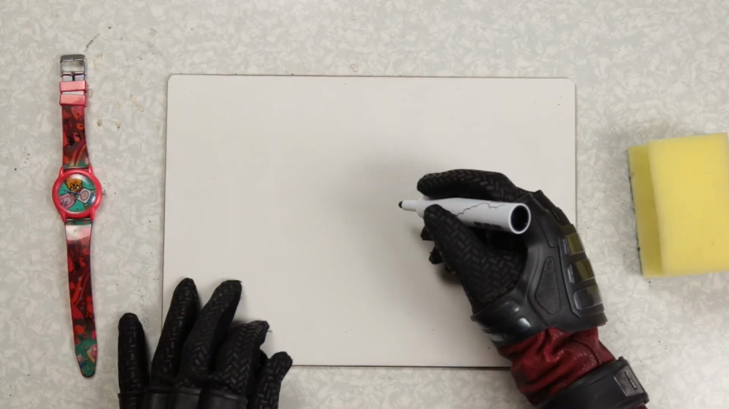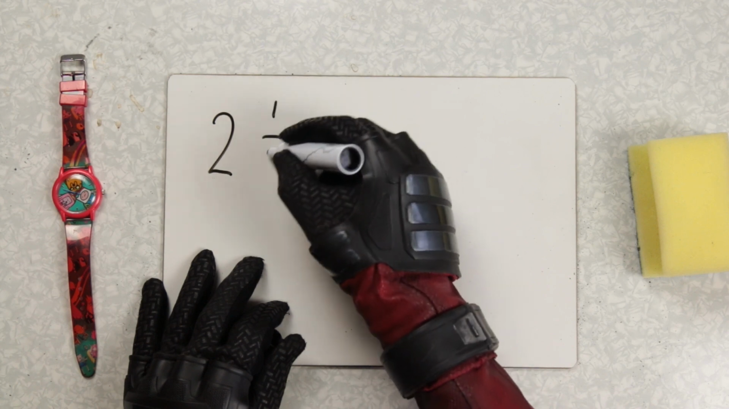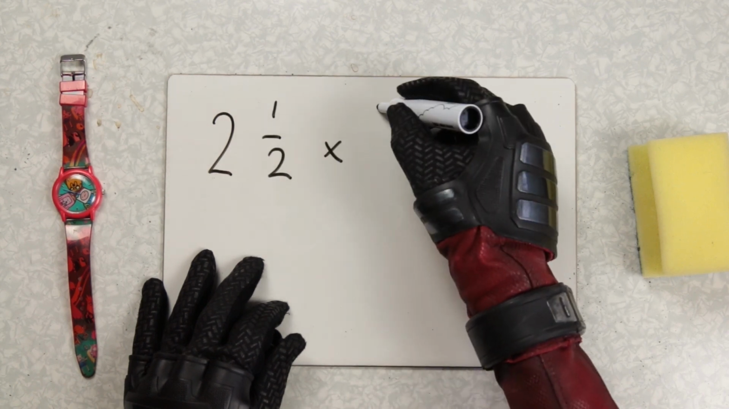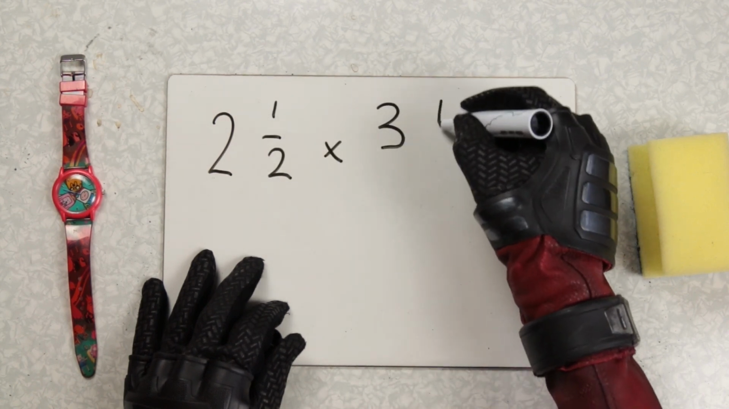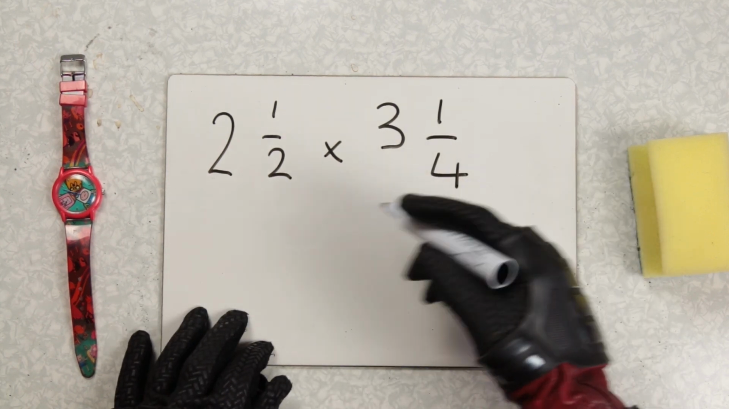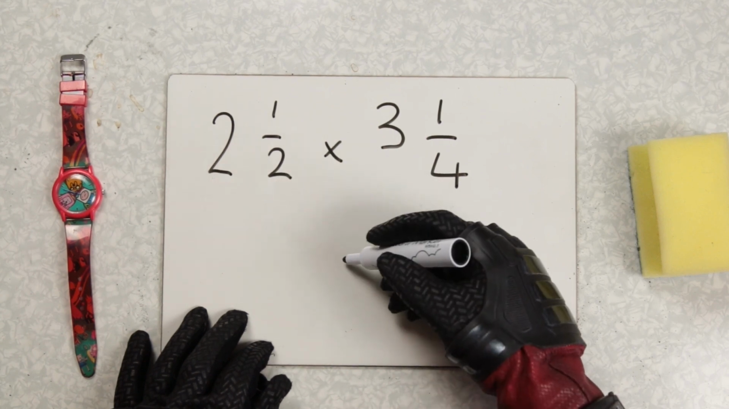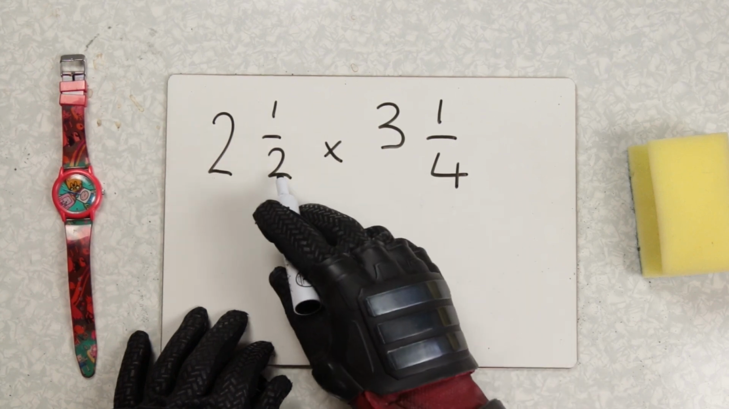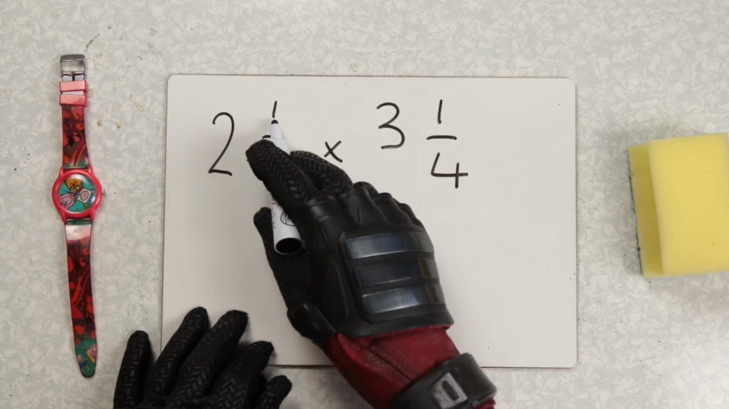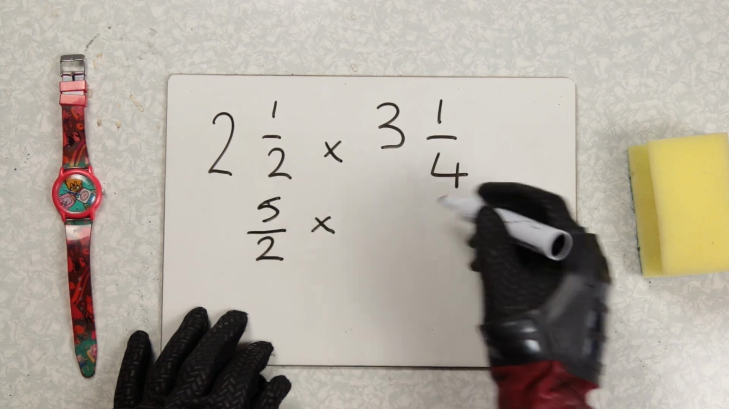Okay, so multiplying mixed fractions is a little bit tricky. So let's pick, say, 2 1/2 multiplied by 3 1/4. Okay? To do this, what we have to do first is convert these into improper fractions. You remember how to do that. So here we go. 2 times 2 is 4. Add the 1 is 5. So that's 5 over 2 multiplied.